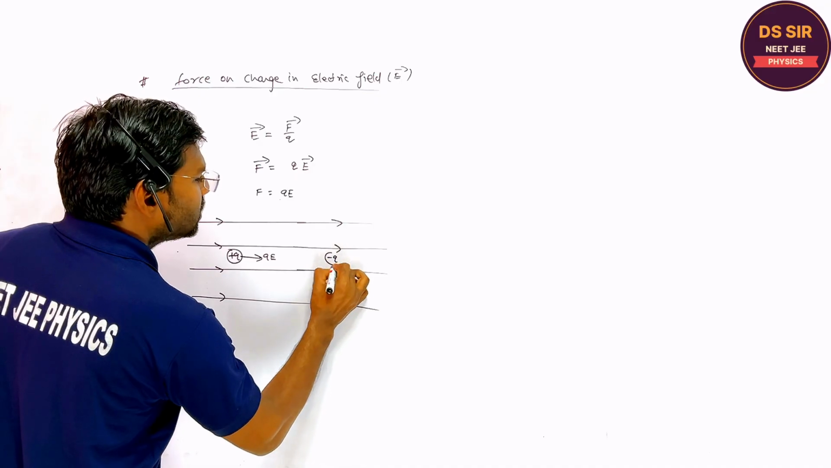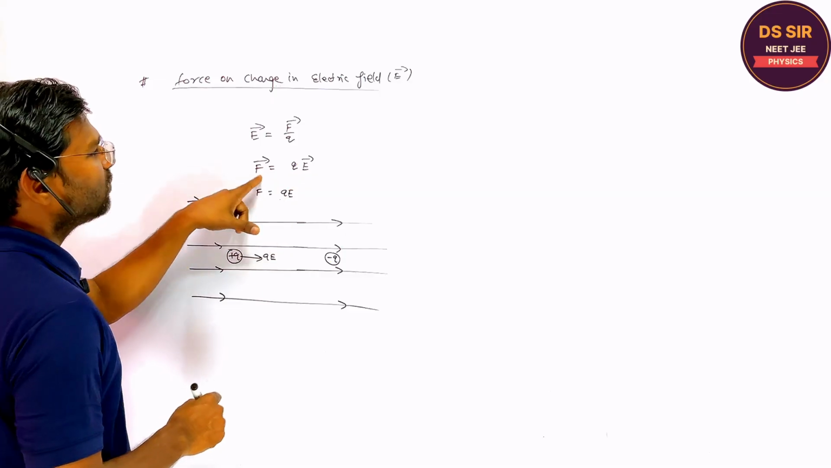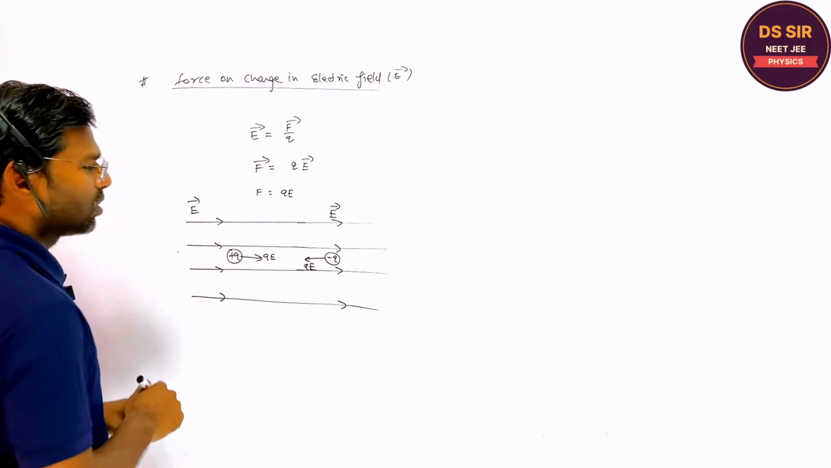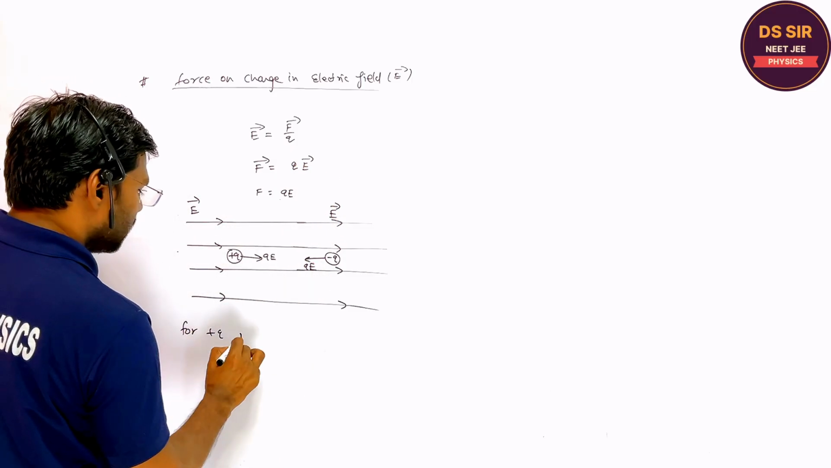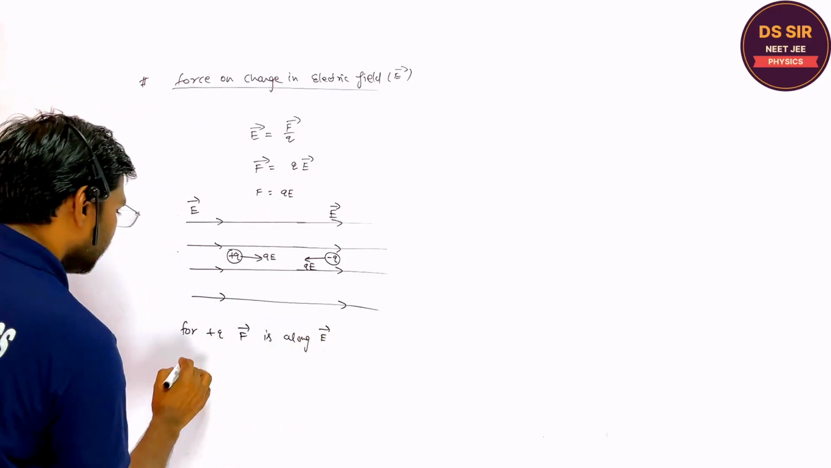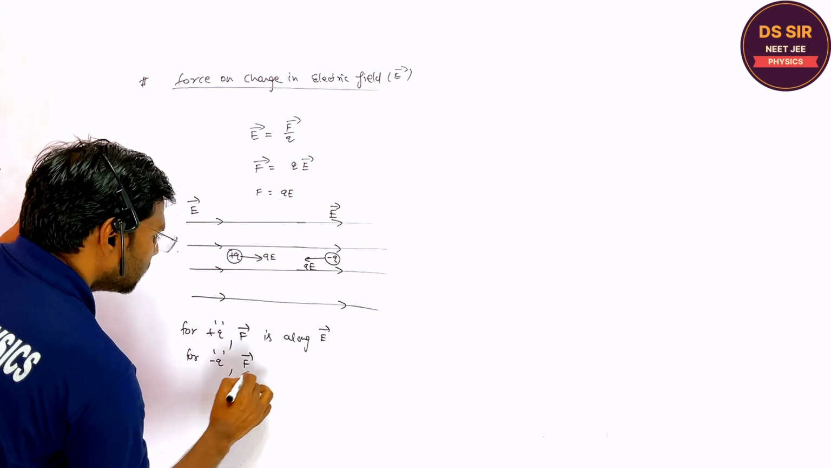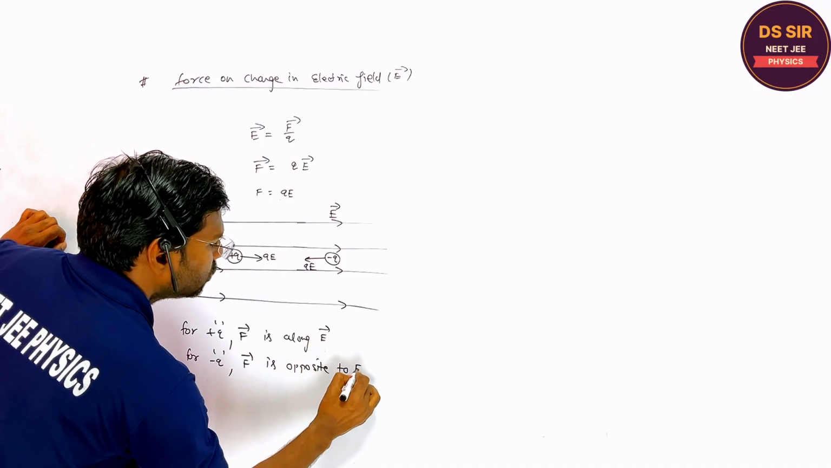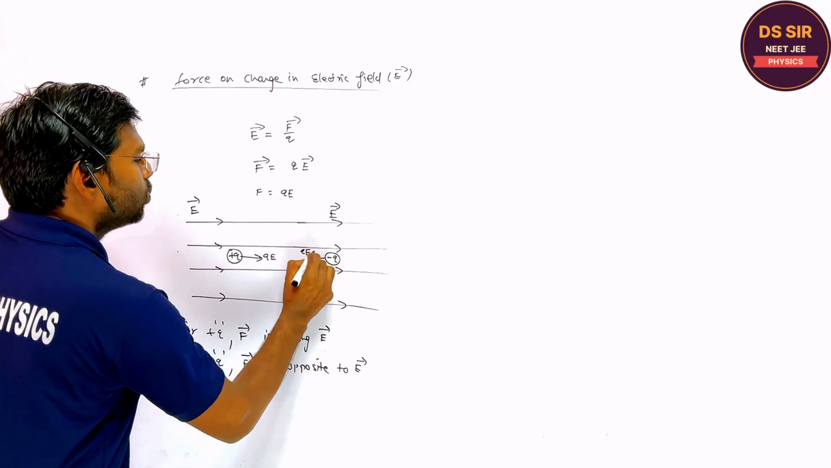But if the charge is negative, the force will be Q into E, but the direction of the force will be opposite to the external electric field. You understand or not? For positive charge, plus Q, the force is along the electric field. For minus Q charge, the force is opposite to the electric field. In both cases, the magnitude of the force is nothing but Q into E.